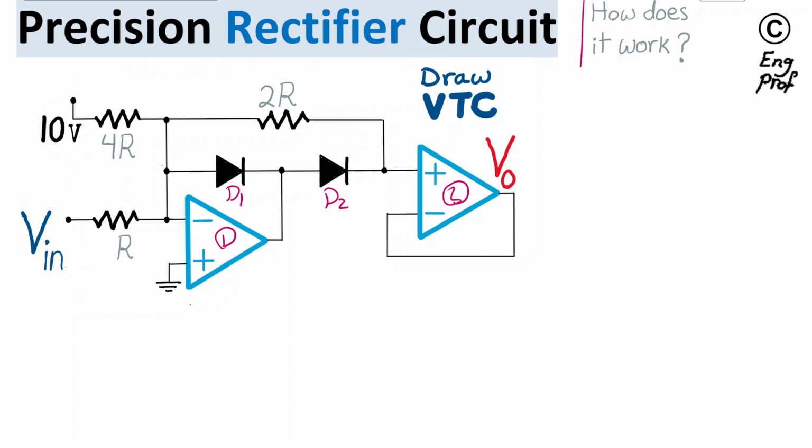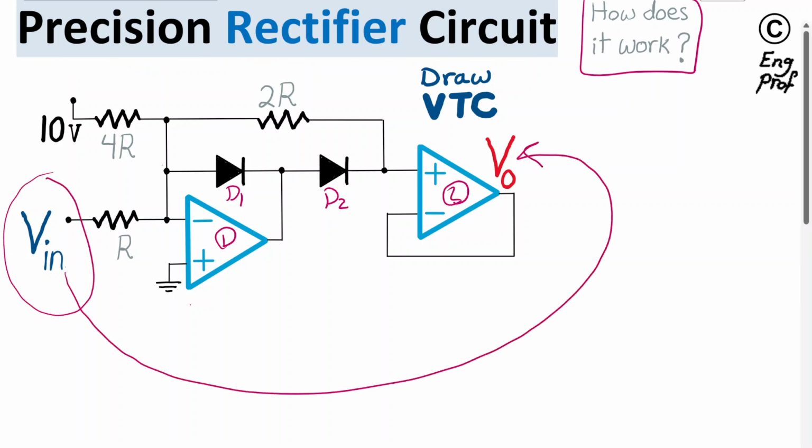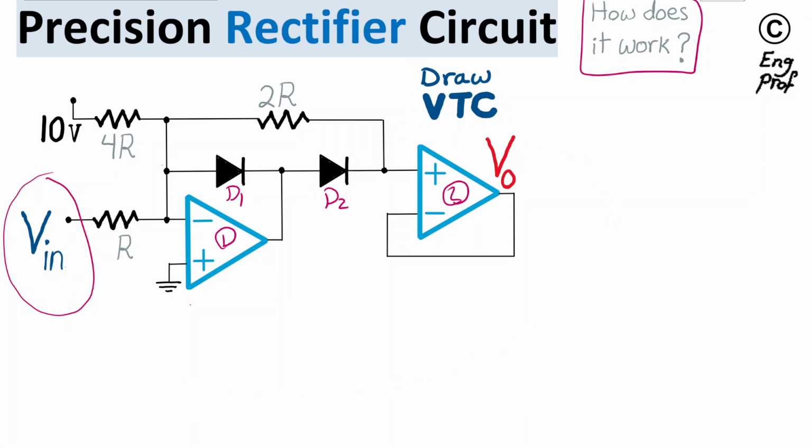So we want to see how the circuit is working, and then we want to also figure out the voltage transfer characteristic from V in to V out, and also draw that VTC, or voltage transfer characteristic. Okay, so to do that quickly, let's make the assumption that the supply voltages plus minus VDD are properly applied for these two op amps, let's say plus minus 10 or 15 volt.